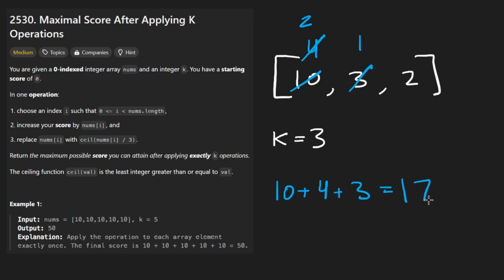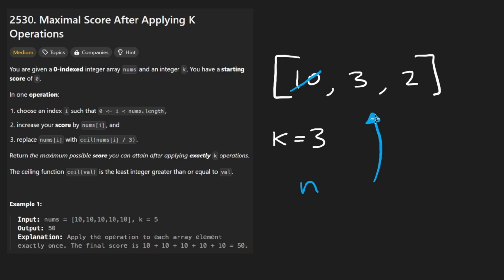The score becomes 17. Now, one thing I want to quickly mention before I code this up is, first of all, the time complexity. Let's go over that. The heapify method is linear time, and then popping from this heap and pushing an element is going to be log n time. We're going to do that k times, so this is going to be the overall time complexity.